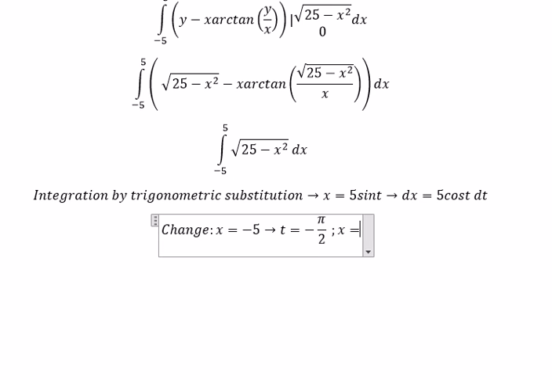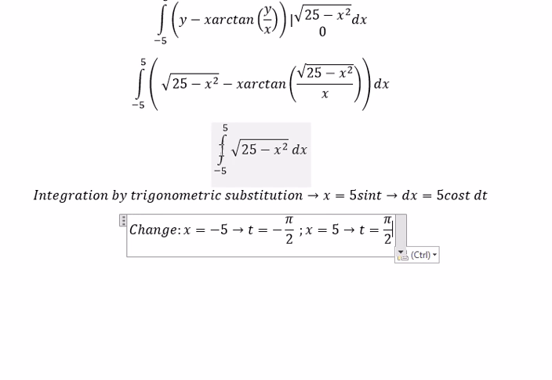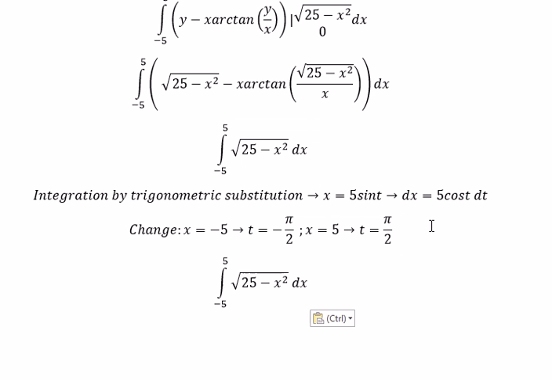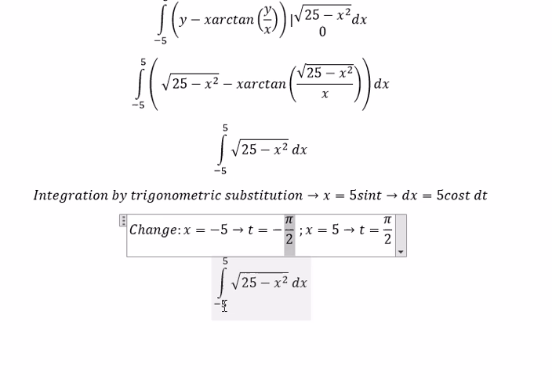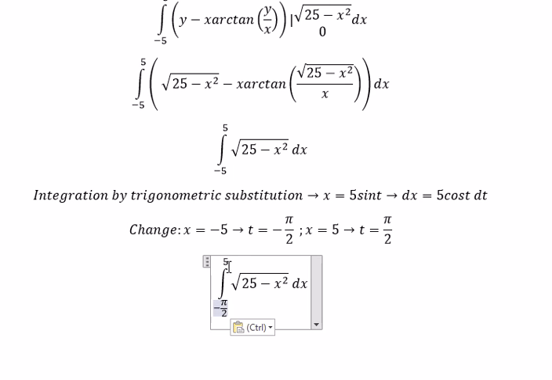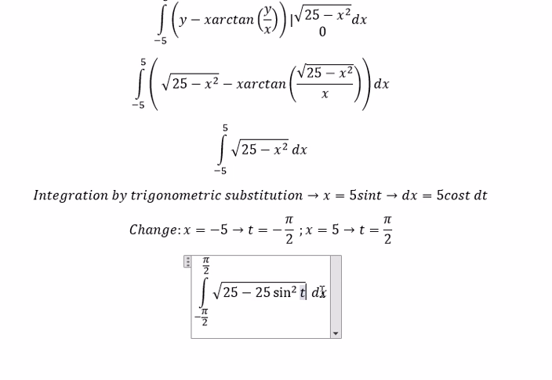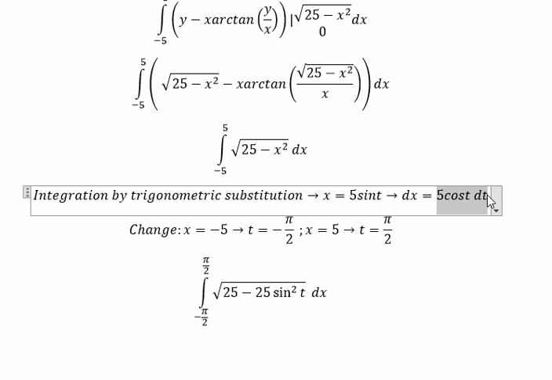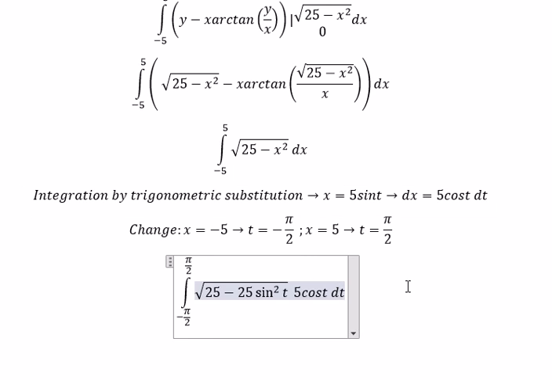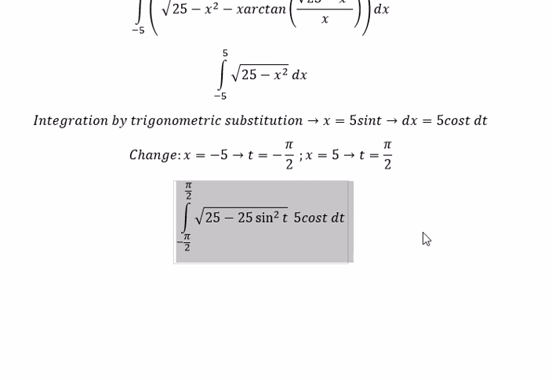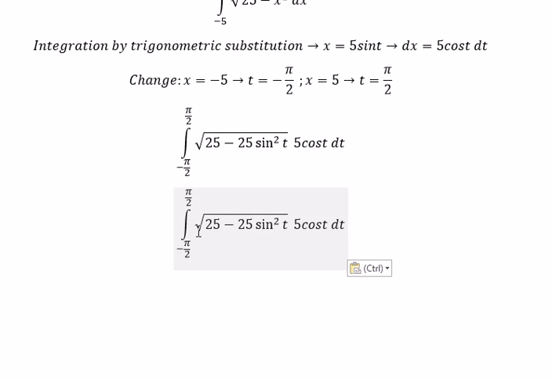Similarly, for s equals 5, you get t equals pi over 2. So we put pi over 2 in here and here. This one we change to 25 sin t squared. The ds we change to 5 cosine t dt. The square root of 25 gives 5.